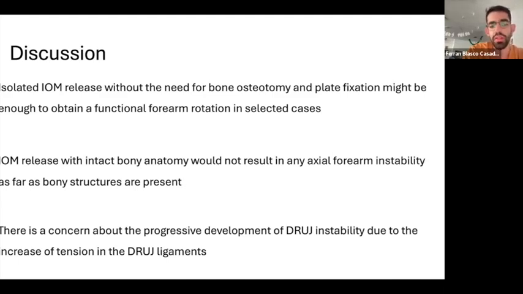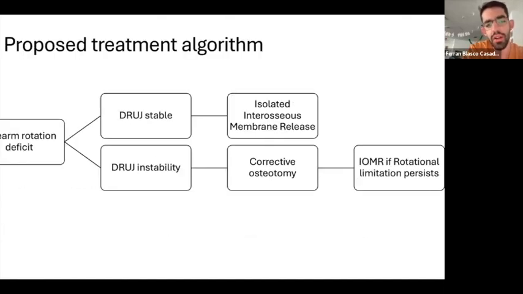Interosseous membrane release with intact bony anatomy would not result in any axial or forearm instability as far as bony structures are present. There is a logical concern about the progressive development of distal radioulnar joint instability due to the increase of tension in those ligaments. Here we present a proposed algorithm for those cases.